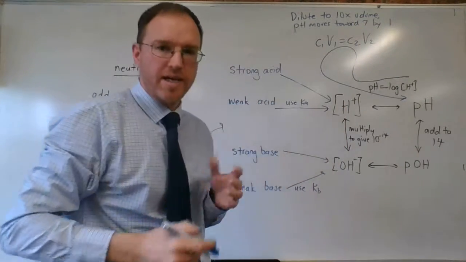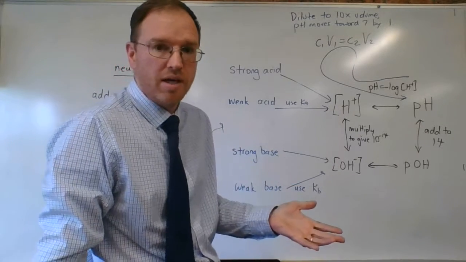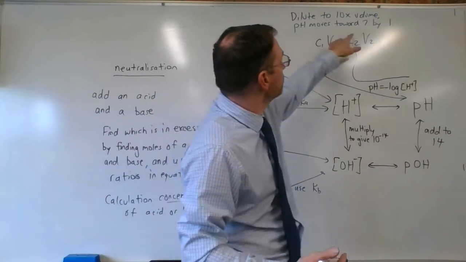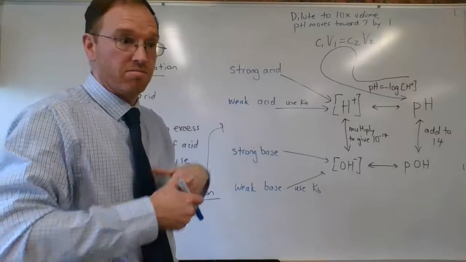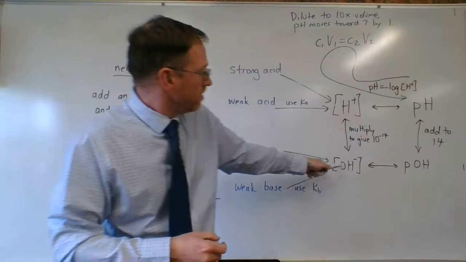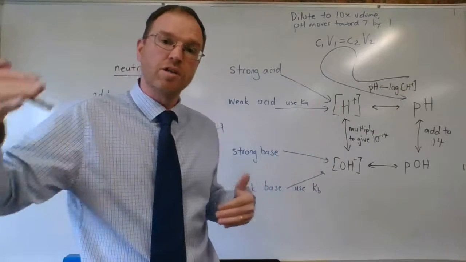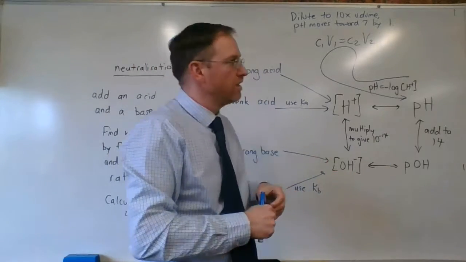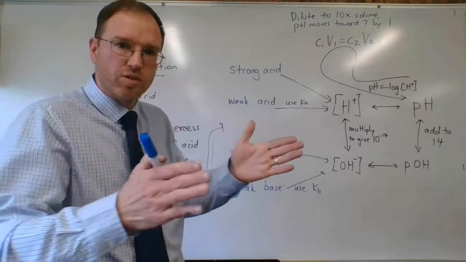So in other words, if I have an acidic solution, and the pH is 3, for example, and I dilute it to 10 times its volume, the pH will move 1 towards 7, so from 3 it will move to 4. If I dilute it 10 times again, the pH will move to 5. If I have a basic solution, the pH is 11, and I dilute it to 10 times its volume, the pH will change from 11 to 10, 1 towards 7. If I dilute it 10 times again, 1 more, it'll move to 9. And that works as they move towards 7.